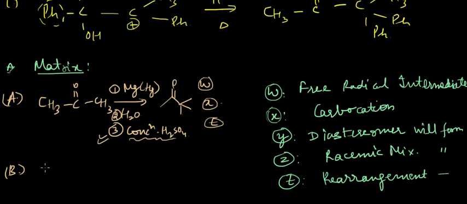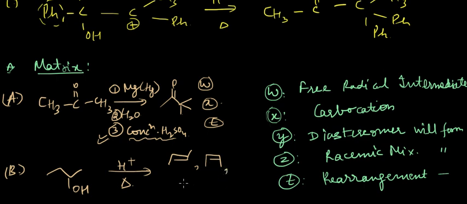Okay, we have something like this, and this we react in acidic medium and we heat it. So these are the products formed, this and this. So what happens in this case? It's not a free radical intermediate, carbocation is the intermediate. Okay, carbocation intermediate. Okay, and diastereomers are formed.